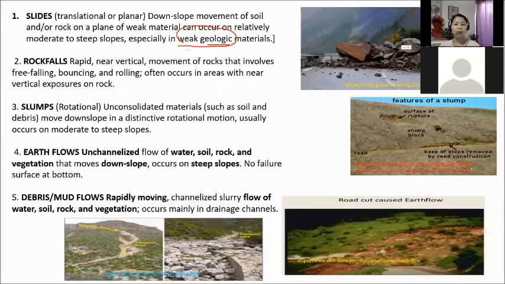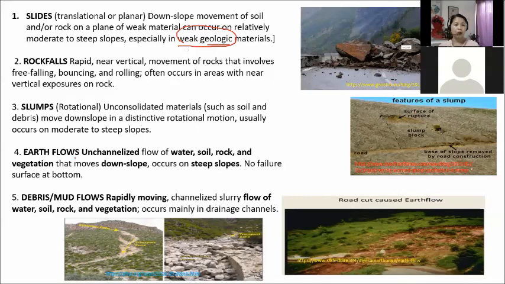Next is slumps. So this is rotational: unconsolidated materials such as soil and debris move downslope in a distinctive rotational motion, usually occurring on moderate or steep slopes. Here we have the surface of rupture and then the slump block, based on slope removed by road construction. Okay, so slump.